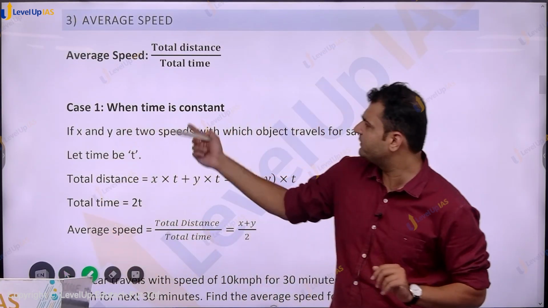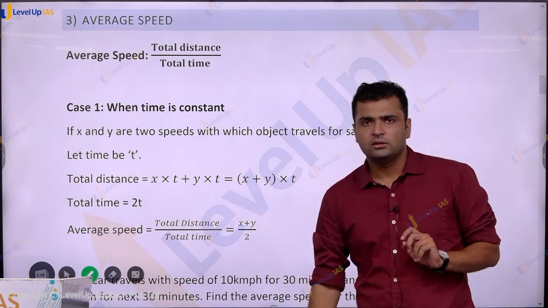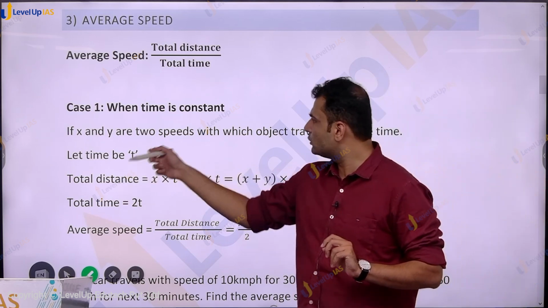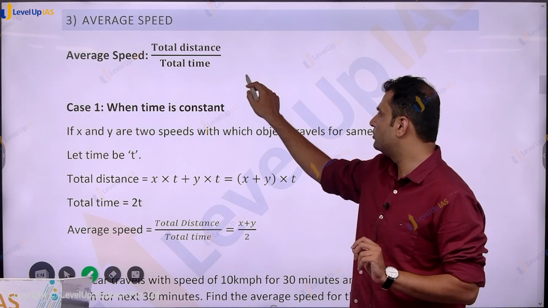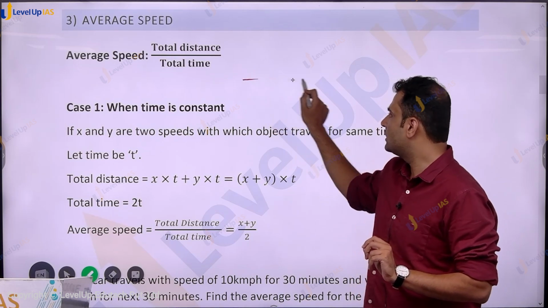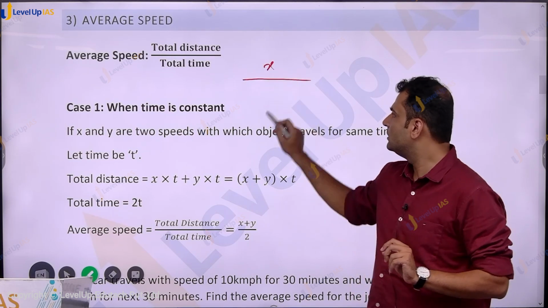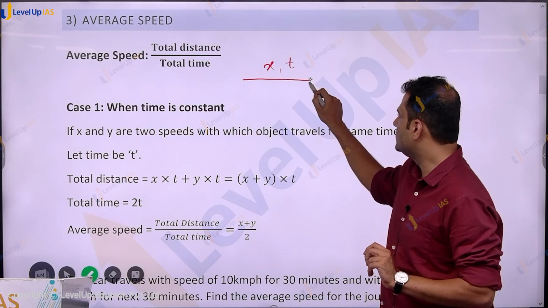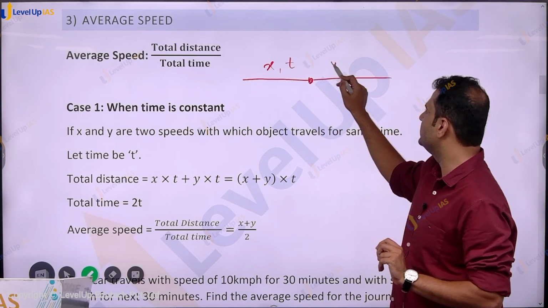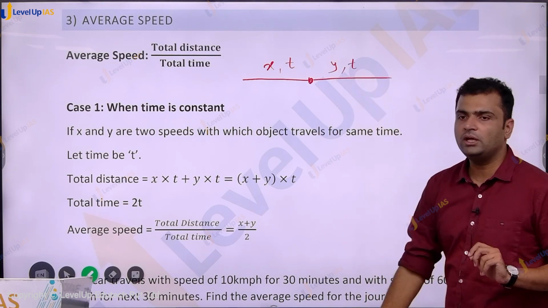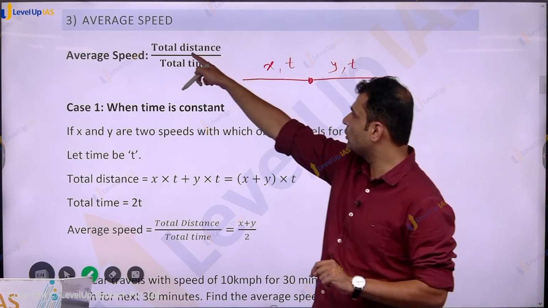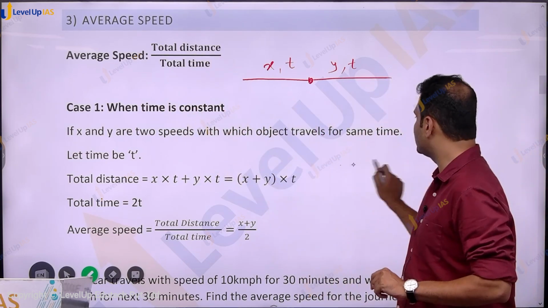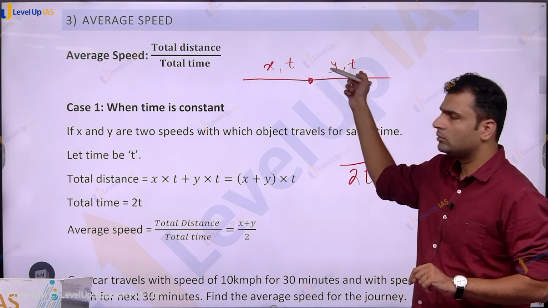So first case, when the time is constant. That is, x and y are two speeds with which the object travels for the same time. So if the object travels with the speed of x for time t, reaches here, then travels at the speed of y again for time t, then what is the average speed for the entire journey? What is the average speed? Total distance by total time. Total time is clearly t plus t, 2t.